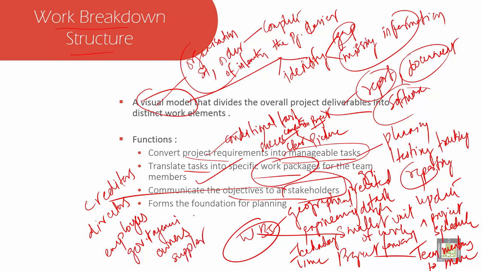Then they form the foundation for planning. What is this foundation for planning? They attempt to manage the future work: what has to be done and how it has to be done. So it determines where the organization is going. Very, very important. So these are the functions.